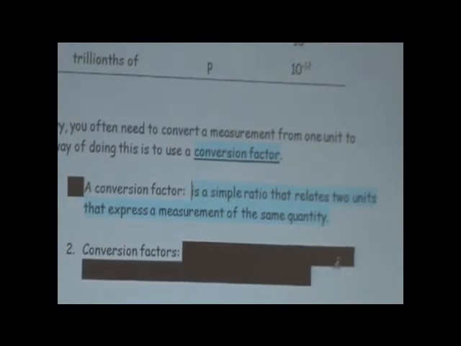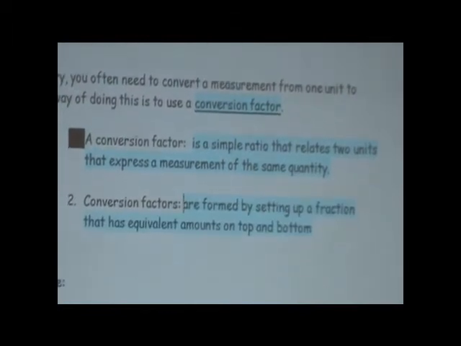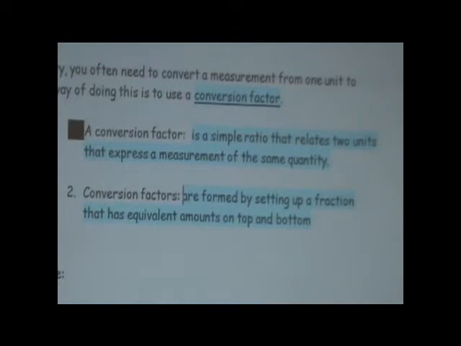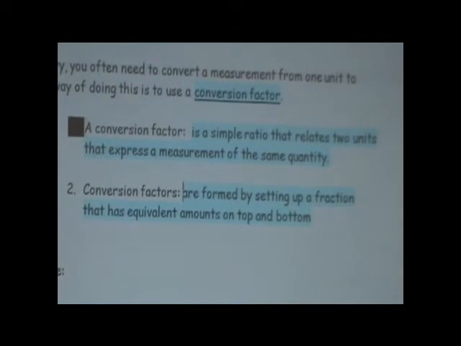And if this doesn't make sense when I start writing on the board, I promise it will make sense. Conversion factors are formed by setting up a fraction that has equivalent amounts on top and bottom.